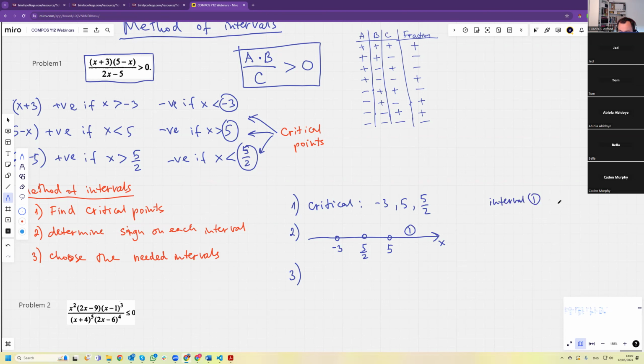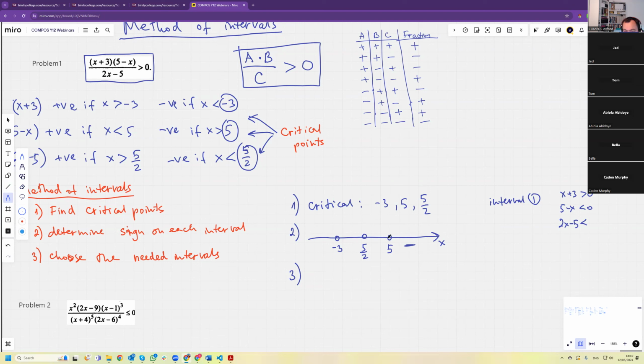Interval 1. x plus 3 is going to be positive. 5 minus x is going to be negative. And 2x minus 5 is going to be positive. So negative, positive, negative, positive. So that's a minus, that's negative. I'm going to draw it as minus, and I'm going to draw it here, underneath.